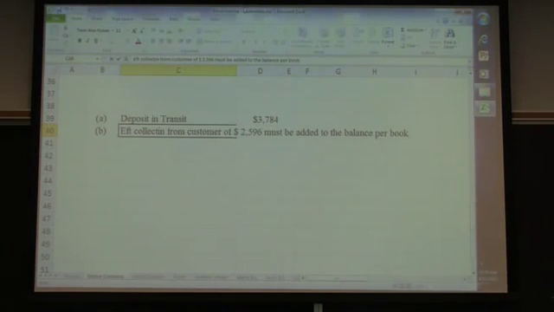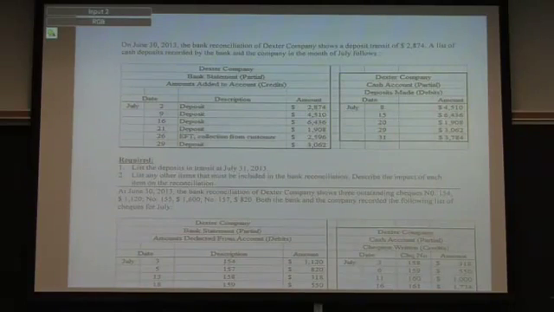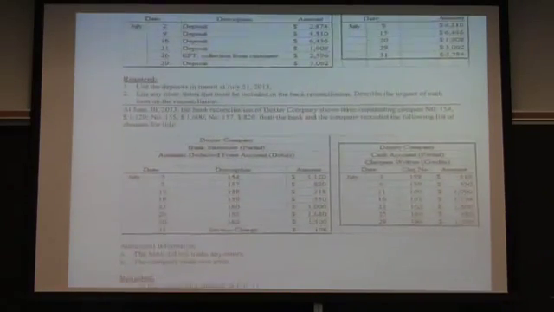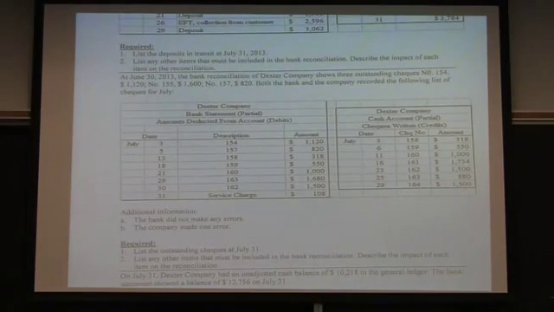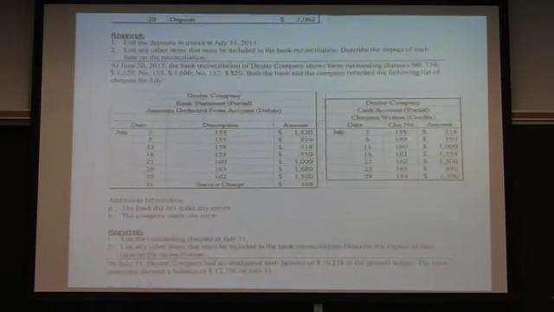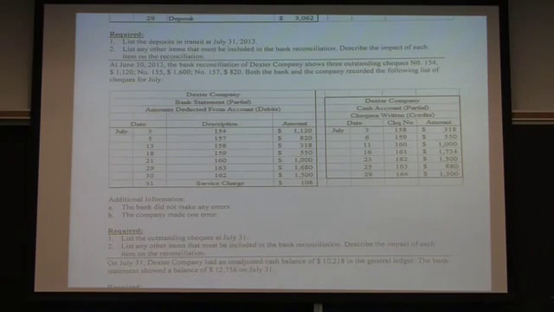Okay, so if we can just go back to the question again. The second part of the question, they have given it to you here, is that on June 30th, the bank reconciliation shows that there are 3 outstanding checks. So at the end of last month, there are 3 outstanding checks that have not been accounted for, which are check number 154, 155, and 157.